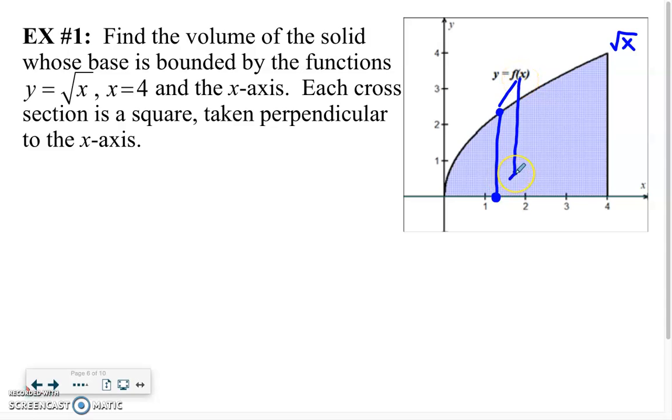This is supposed to be 3D. It's supposed to come up out of the screen and make a square. So this distance would be equivalent to this distance because we're being told that it is a square.